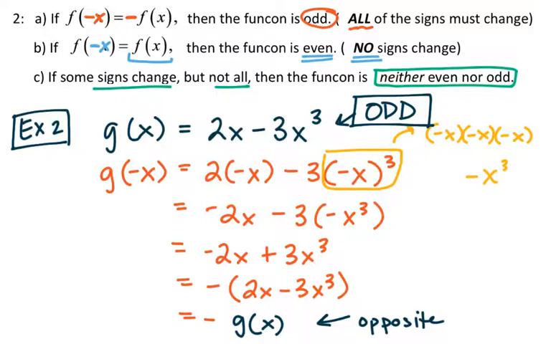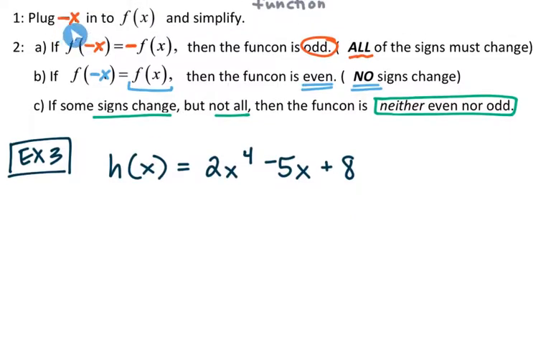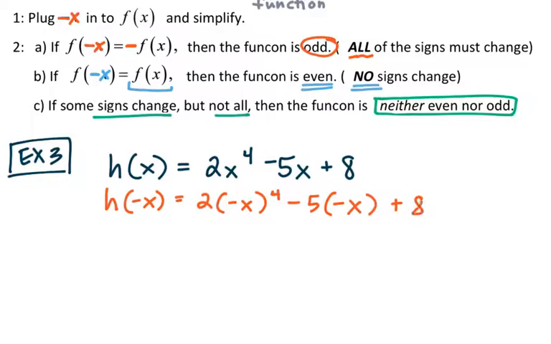Let's look at one more example. For example 3, I have h of x equals 2x to the 4th minus 5x plus 8. Again, we're going to start by plugging in negative x. That's h of negative x equals 2 times negative x to the fourth minus 5 times negative x plus 8.